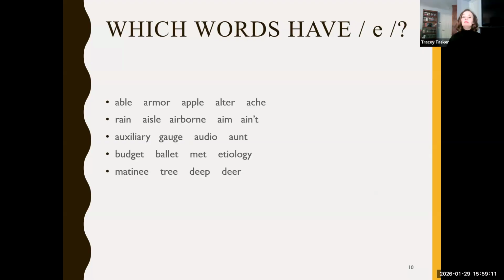So let's look at this first line, and I'm going to have you pause and do the rest on your own. What about the word able? Do you hear the A sound? It's the first sound in the word. How about ache? Again, the first sound in that word. How about apple? No, right? That's not A, it's A. So we're going to talk about that now.